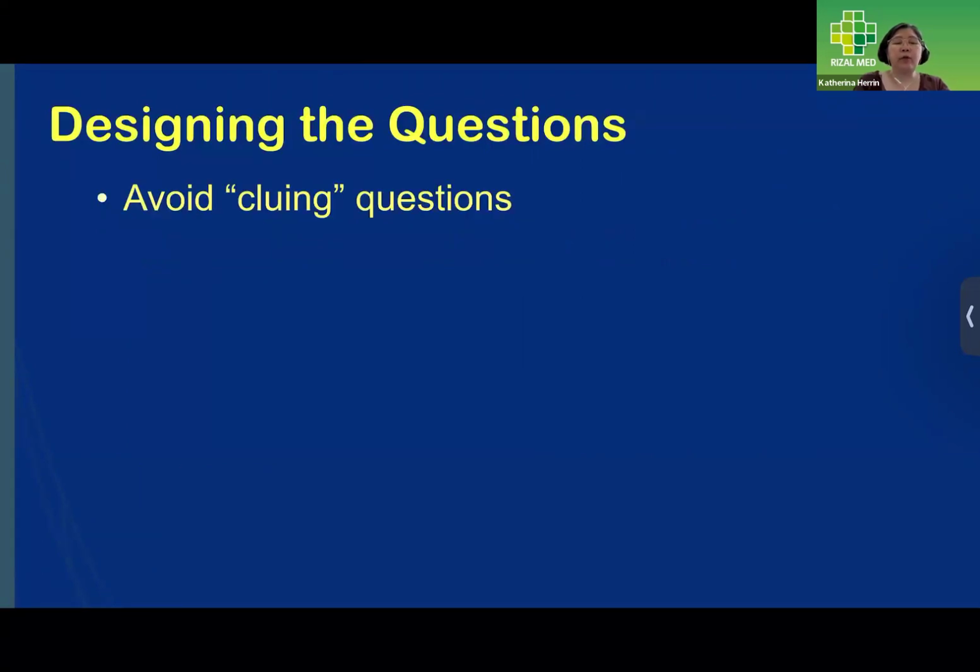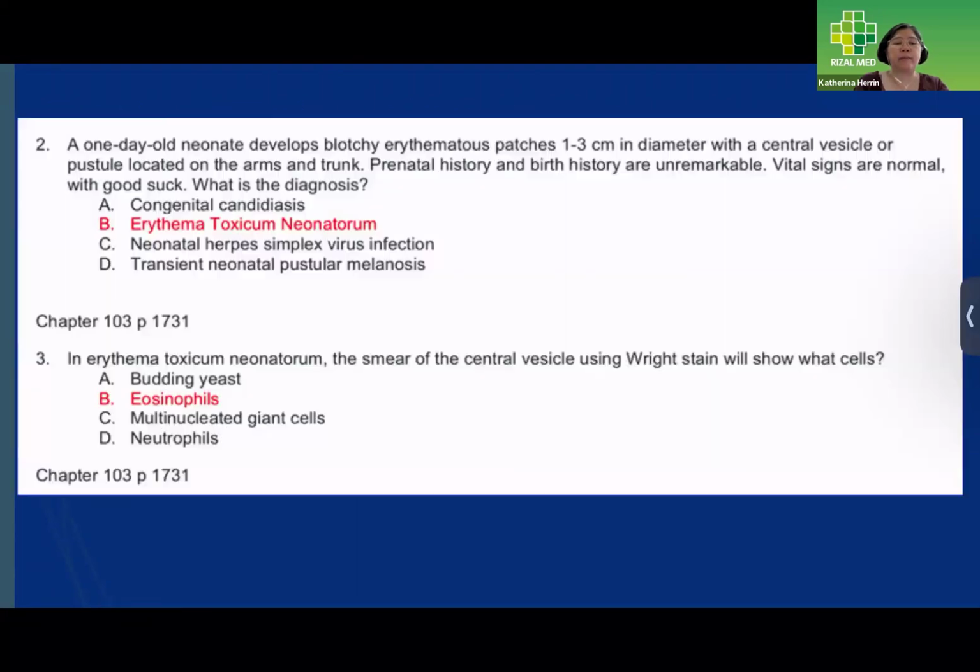We avoid cluing questions. Cluing is when the answer is found in another number in the exam or when you give away the answer in the stem. This is an example of cluing. The answer to number 2 is in number 3.